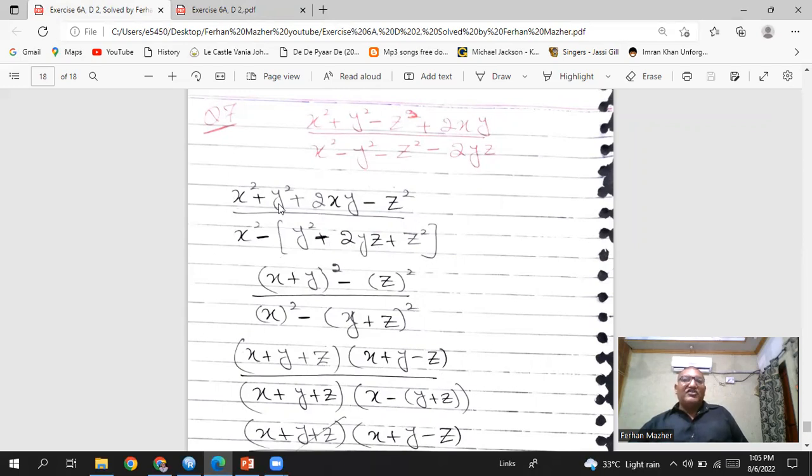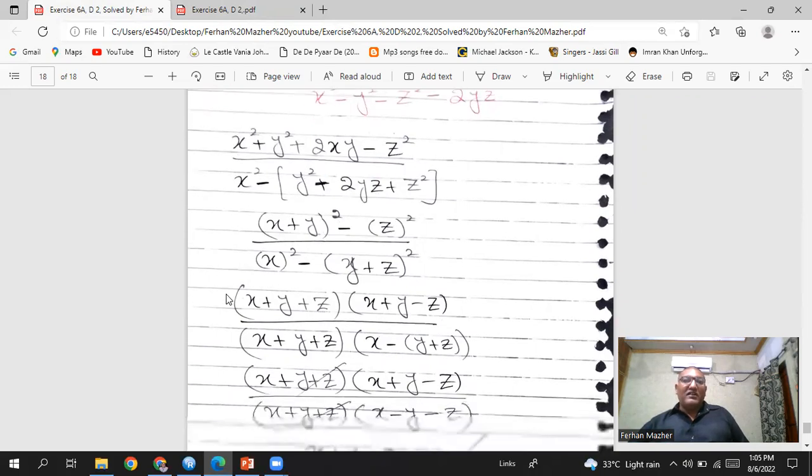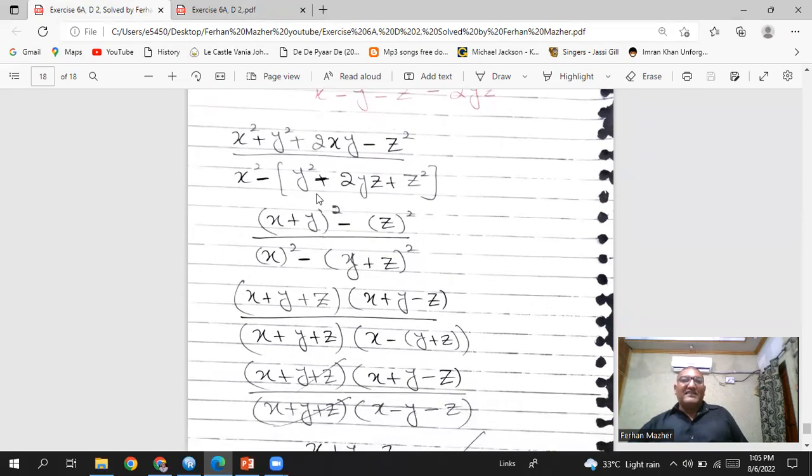So this is x plus y whole square minus z square, and this is x square minus y plus z whole square. Okay, so these are two perfect squares and a negative between them, so we can write them first term plus the second term. In the other bracket, I will write first term minus the second term. So you will have x plus y plus z in one bracket and x plus y minus z in the other bracket. Downstairs, again, the same situation.